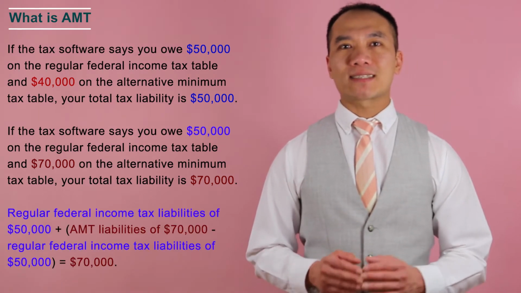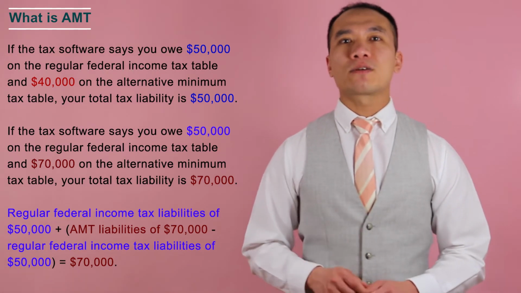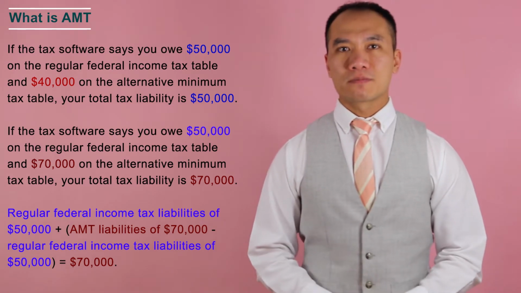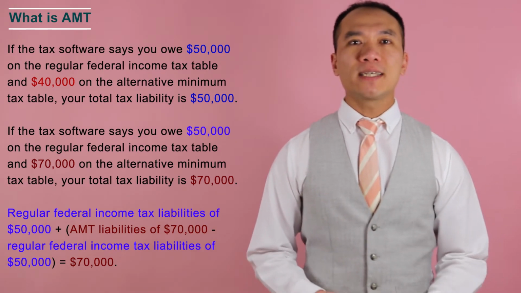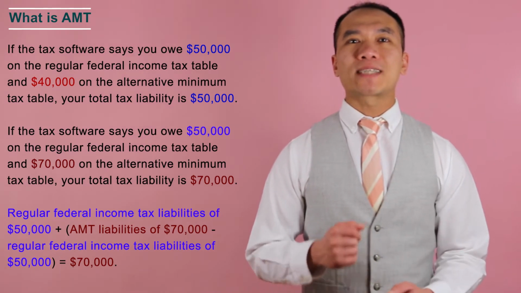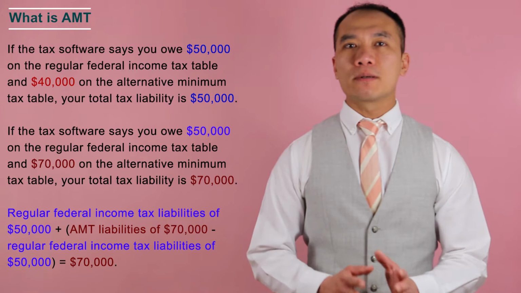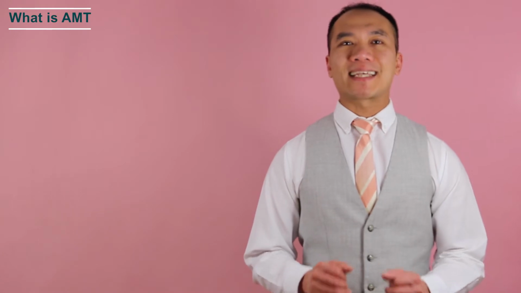Regular federal income tax liability of $50,000 plus AMT liability of $70,000 minus regular federal income tax liability of $50,000 equals $70,000. Technically, that is how we calculate the total tax liability. But for simplicity, it is easier to understand when we say we pay the total tax liability of the higher of the two tax tables. Thus, alternative minimum tax only applies when our alternative minimum tax liability exceeds our regular federal income tax liability. With the current law, most households are not subject to AMT because of the large AMT exemption.